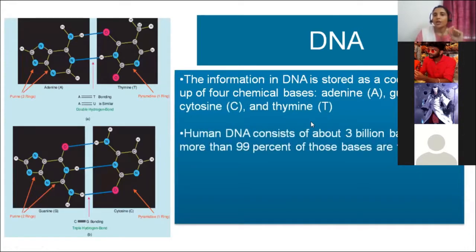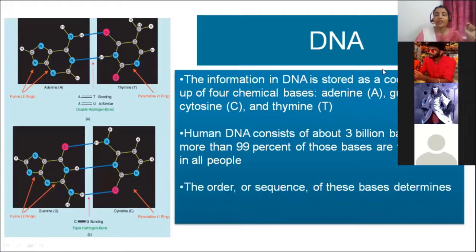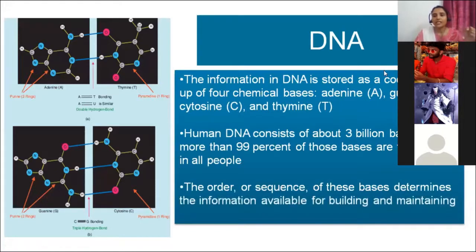Then, human DNA consists of 3 billion bases. More than 99% of these bases are the same in all people. For me, for you, we are sharing 99% of our DNA, which is exactly the same. The order or sequence of these bases determines the information available for building and maintaining an organism.